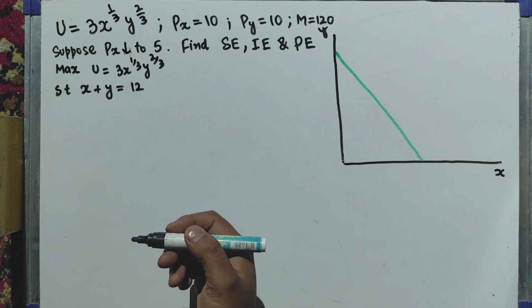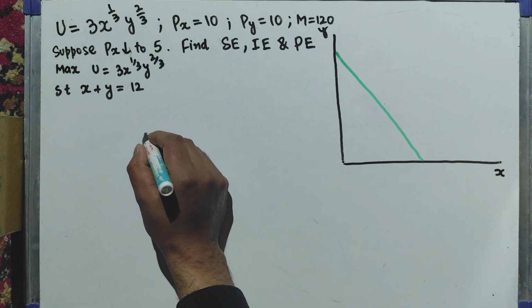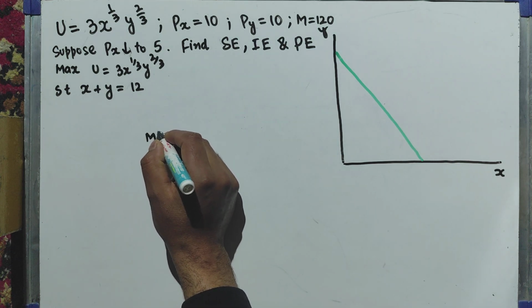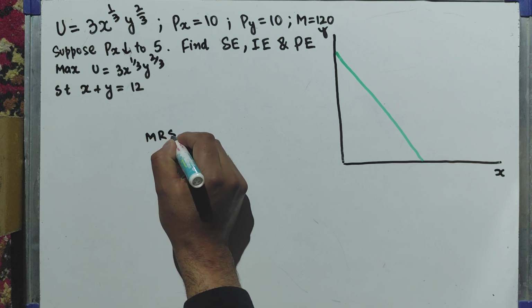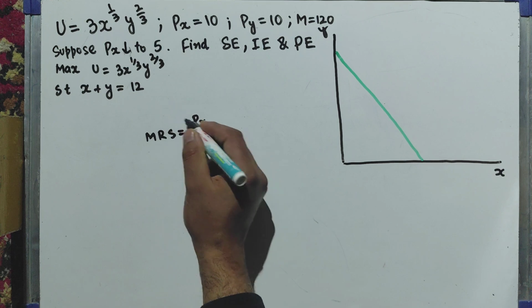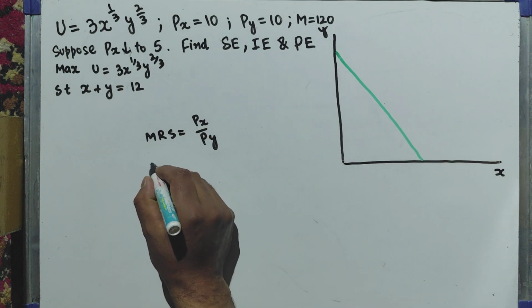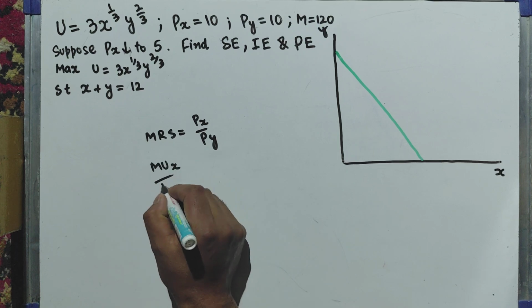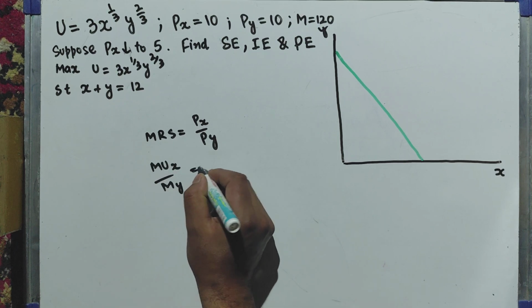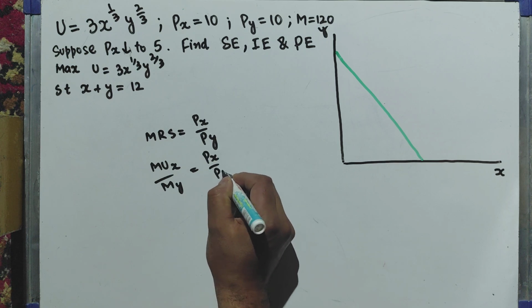Now solving this, we know for optimization what we do: we equate the marginal rate of substitution to the ratio of the prices of the two goods. This is the initial condition, as we know. MRS, as you know, is simply the marginal utility of good X upon the marginal utility of good Y. It should be equal to the price ratio, price of X upon price of Y.